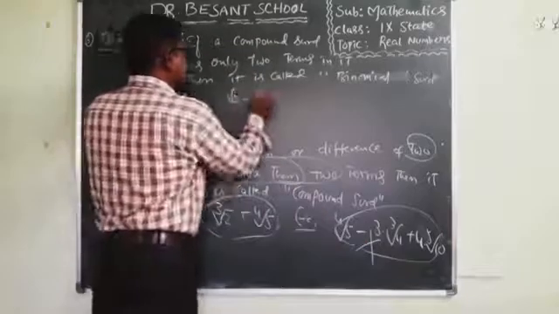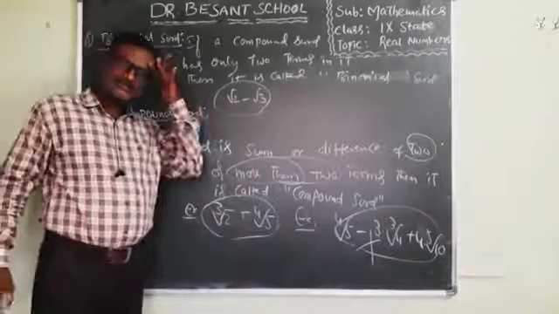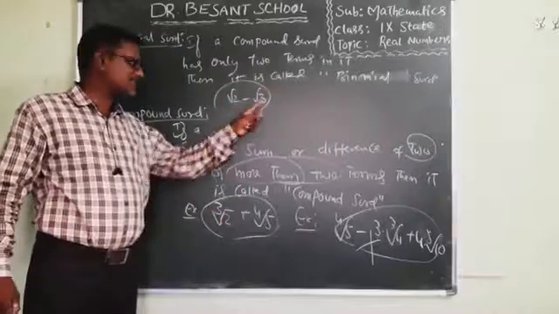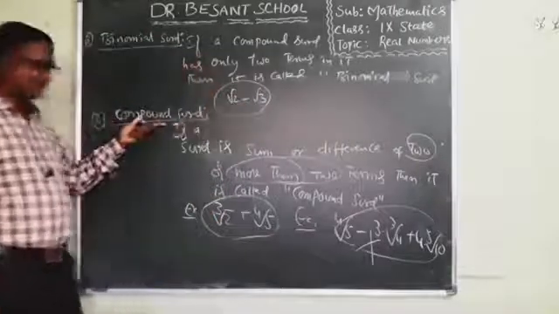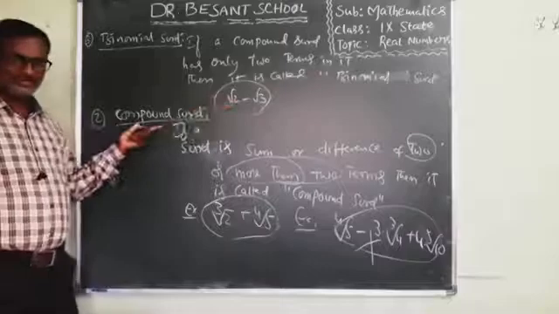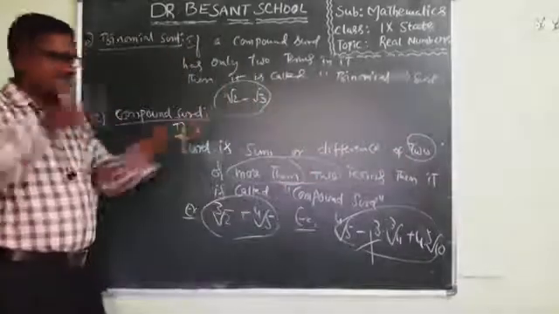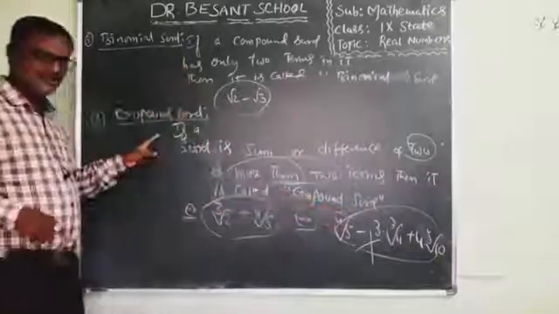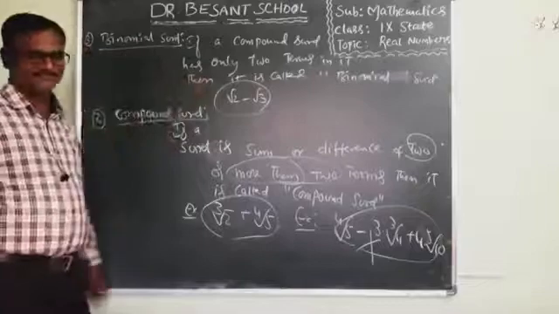Root 2 minus root 3. This is the difference of two surds. Root 2 is a surd, root 3 is a surd. It is a binomial, and it is also compound. Why? Because sum or difference of two or more than two is called compound. If it is sum or difference of only two, that is called binomial.